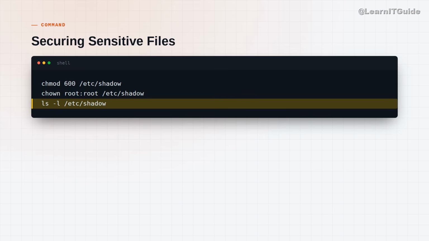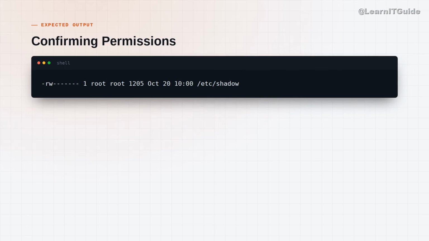Line 3 verifies the permissions. If you see anything other than read, write for root only, your system is vulnerable. Here is the expected output.